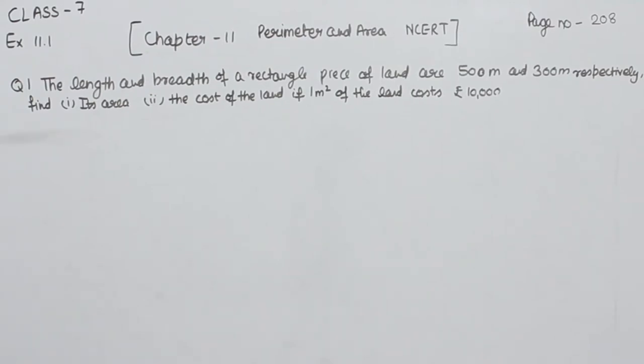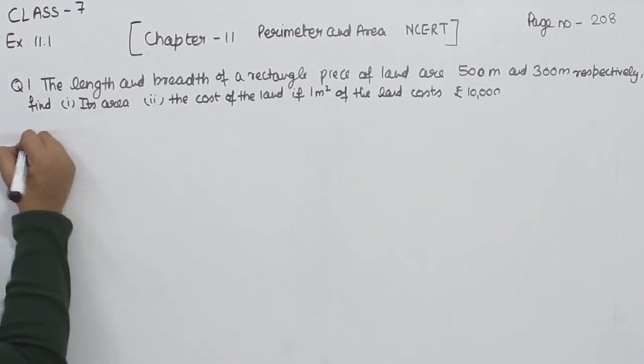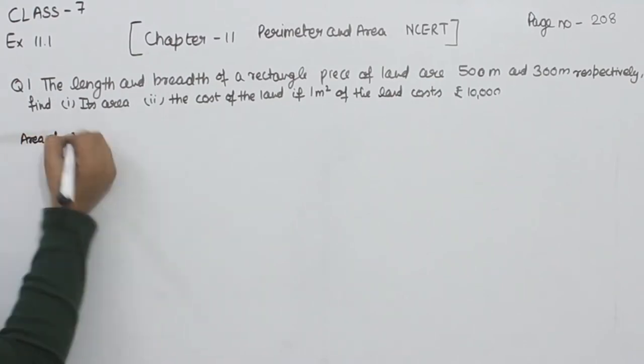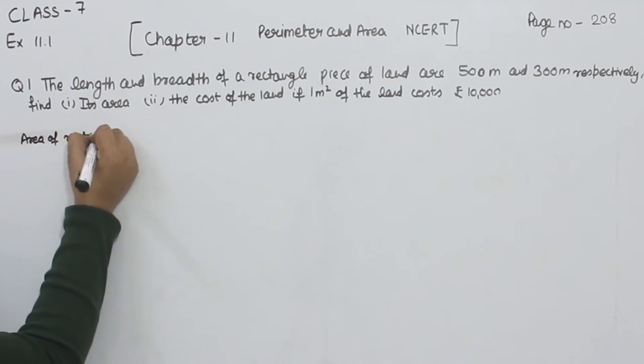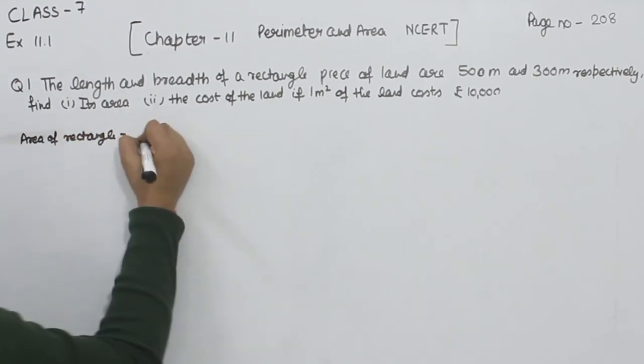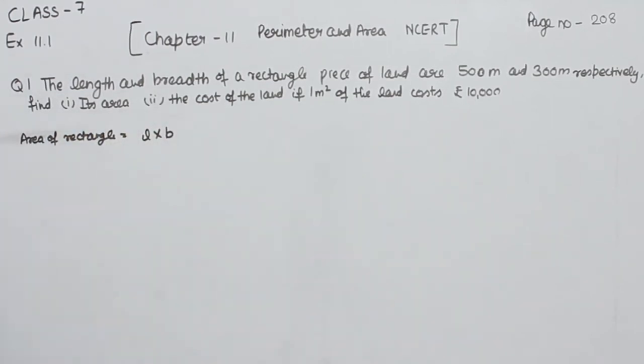So first of all, we are going to find the area of the rectangle. So I'm going to write here area of rectangle. The formula of area of rectangle is L into B, length into breadth.